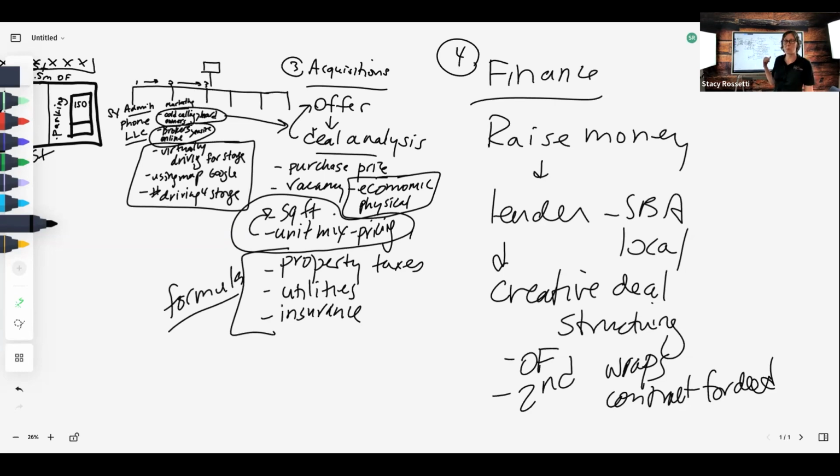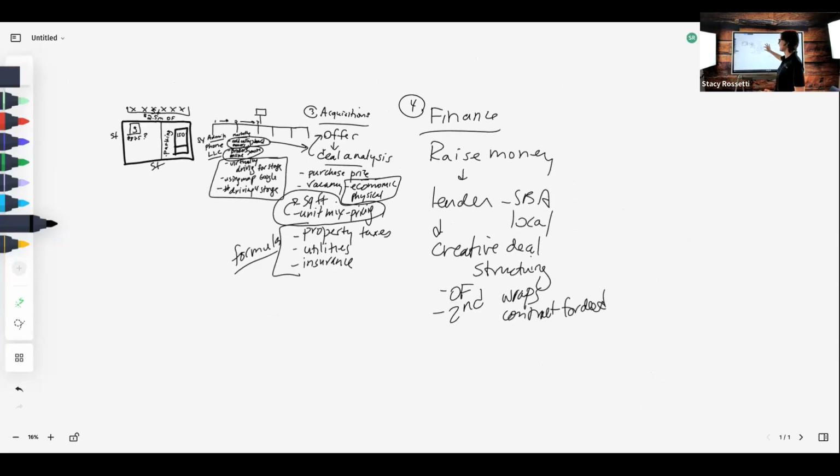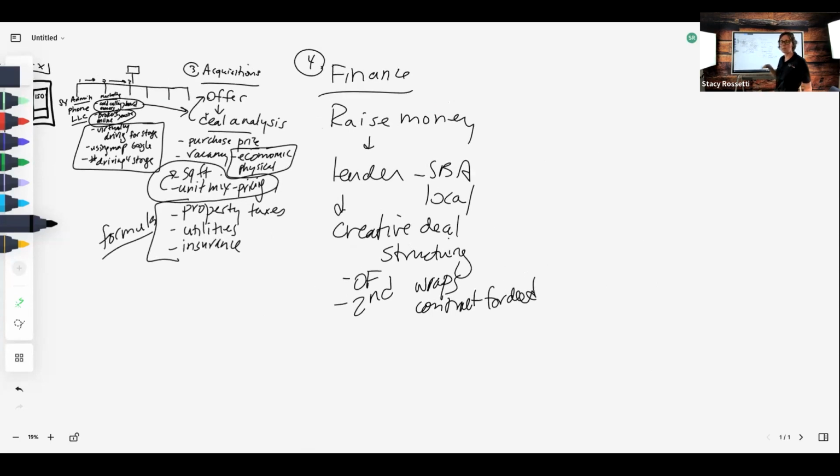Another thing I wanted to point out is that in May, I'll be having a 2-day boot camp for my students, and it's only funding. That's it. How do you fund storage facilities? If you're interested in learning how to raise money, and how Stacy buys all these deals and doesn't put any money into them, because I'm 100% privately funded. How does Stacy do all that? I'm telling you this here.